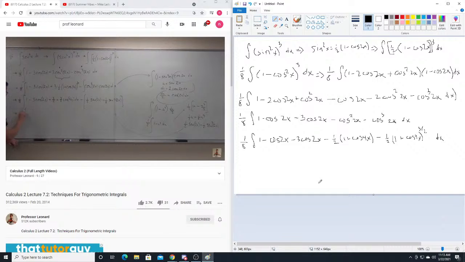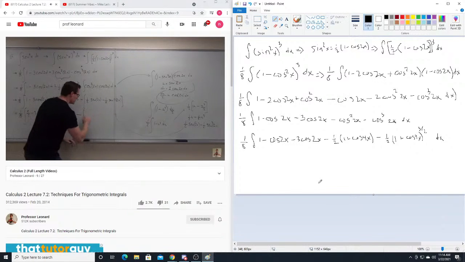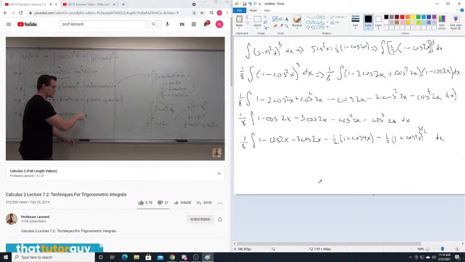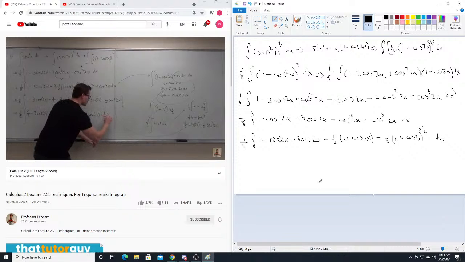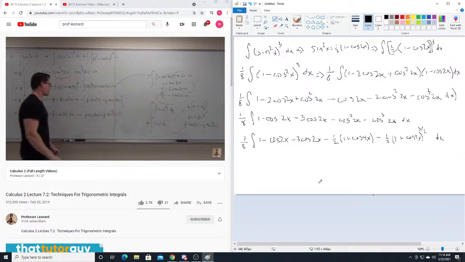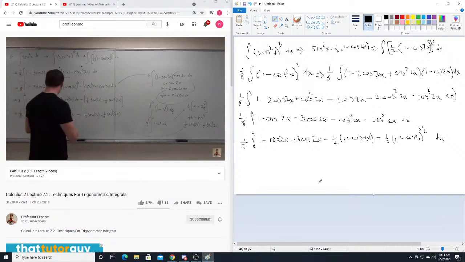So 1/8 integral of 5 halves minus 3 cosine 2x. This is gone. Plus 3 halves cosine 4x. Notice dx. Calculus ends here. This we've already done. Distribute. You could distribute that right now if you wanted to. The negative, so minus 1/2 sine 2x. Good. Plus 1/6 sine to the 3rd power 2x. Now let's work on the integral of this thing.